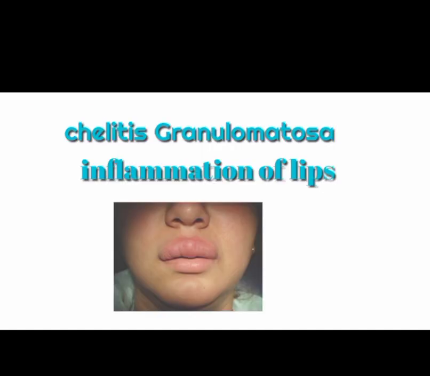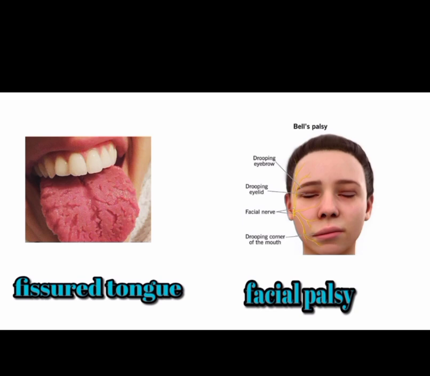In this figure we can see cheilitis granulomatosa, that is inflammation of the lip, fissured tongue and facial palsy, in which we can see drooping of the eyebrow, drooping of the eyelids, facial nerve paralysis, and drooping corner of the mouth.